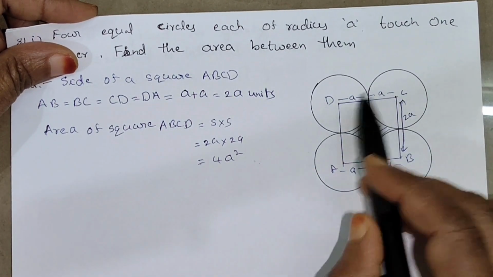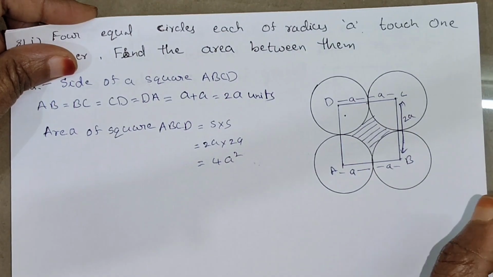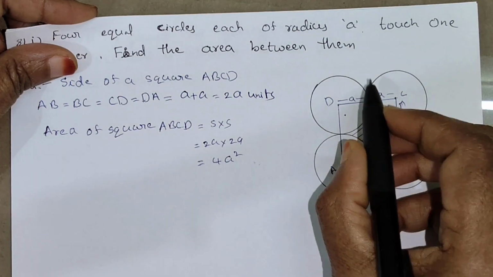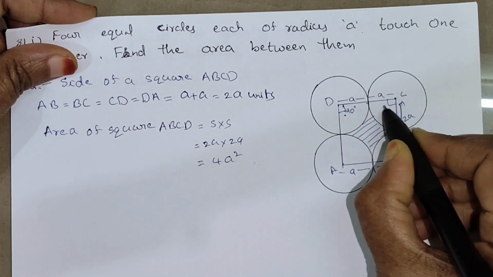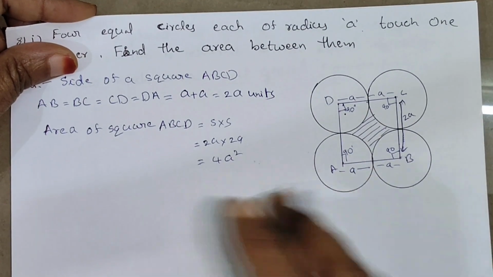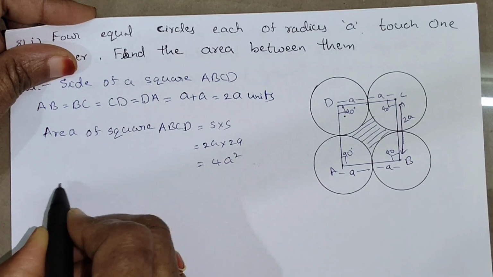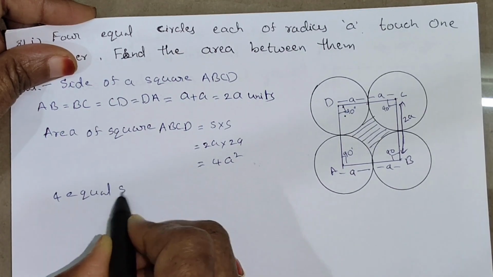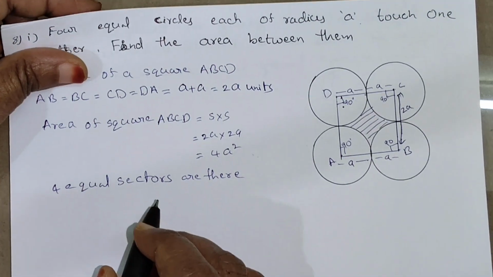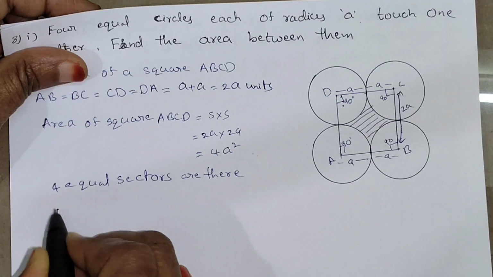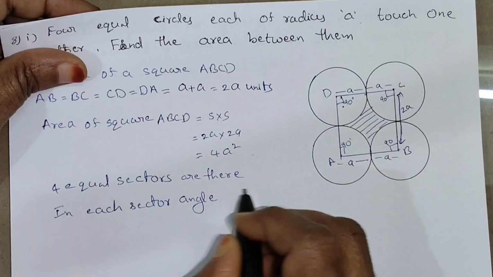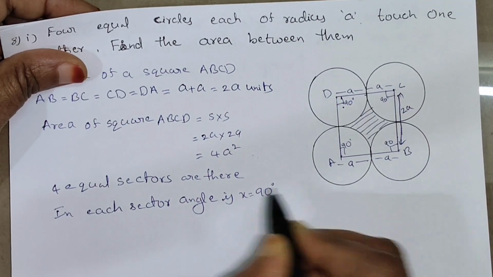Now, 4 equal sectors, 1 2 3 4 sectors are there. These 4 sectors are equal. In a square, the 4 angles are 90 degrees each. So now we find the sector area. There are 4 equal sectors, and in each sector the angle is 90 degrees, x equal to 90 degrees.